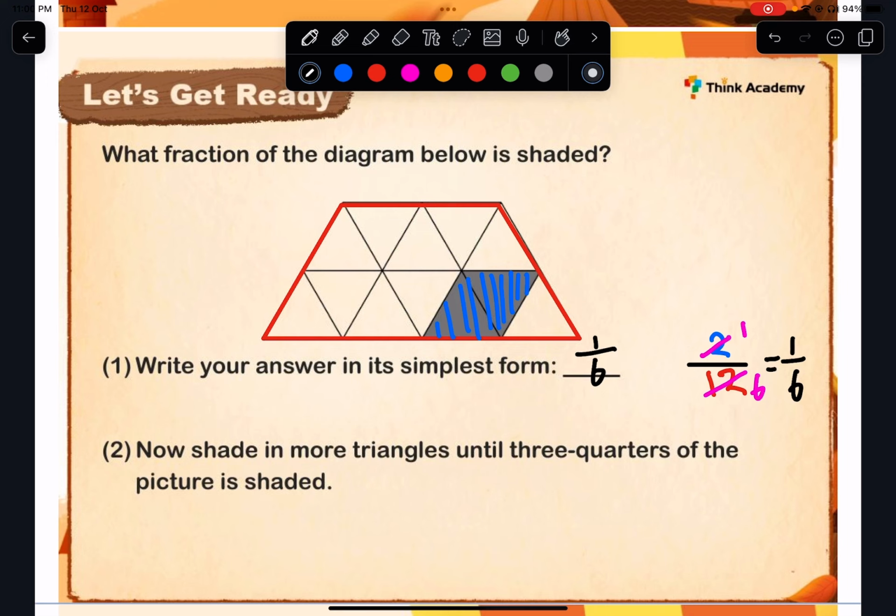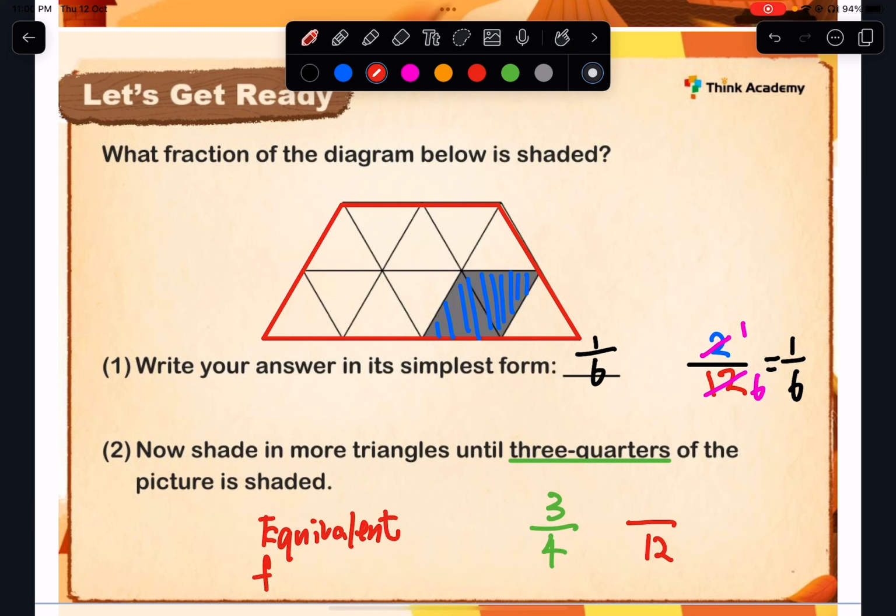Okay, now let's go to question 2. Now shade in more triangles until 3/4 of the picture is shaded. So we have to shade in more triangles to make it 3/4. So what is 3/4? 3/4 is 3 out of 4, right? 3 out of 4. But in this diagram, there are 12 equal parts, not 4 equal parts. So how can I do it? We try to make 3 out of 4 into something out of 12. So basically, you have to find out the equivalent fraction.